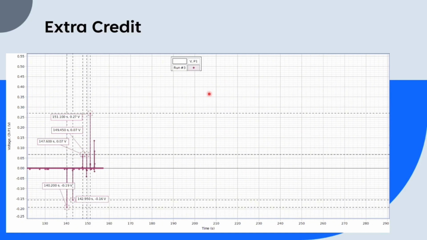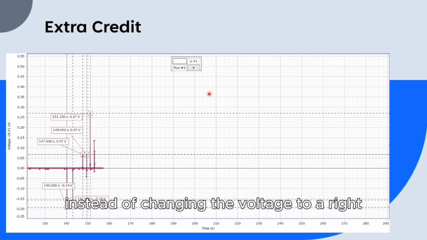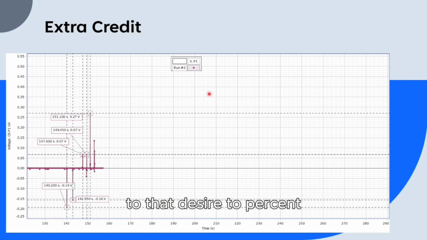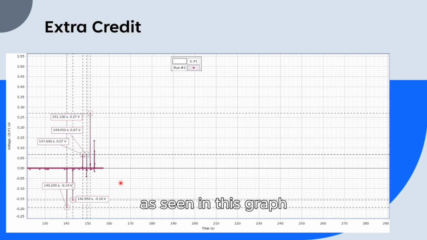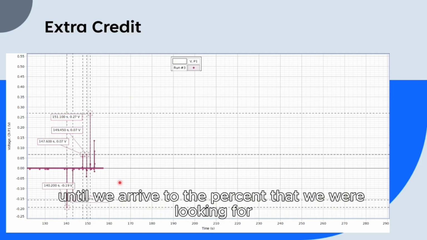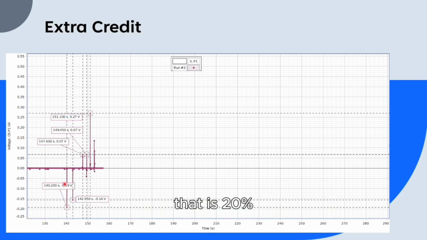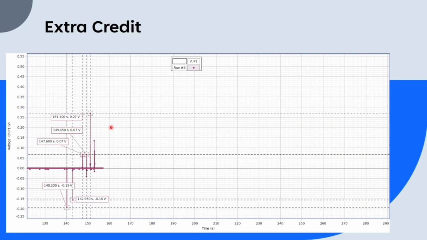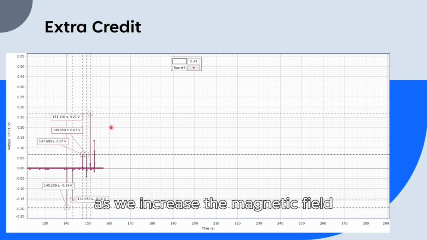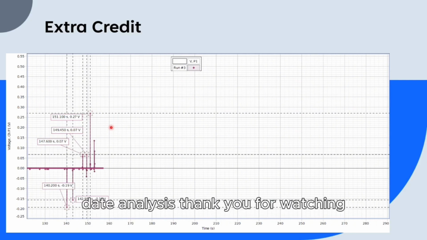However, this time we worked backwards. Instead of changing the voltage to arrive at that desired percent, we change the height with the set percentage in mind. We change the height tediously, as seen in this graph, until we arrive at the percent that we were looking for. That is 20%, which is the induced voltage in the coil as we increase the magnetic field. The data analysis. Thank you for watching.